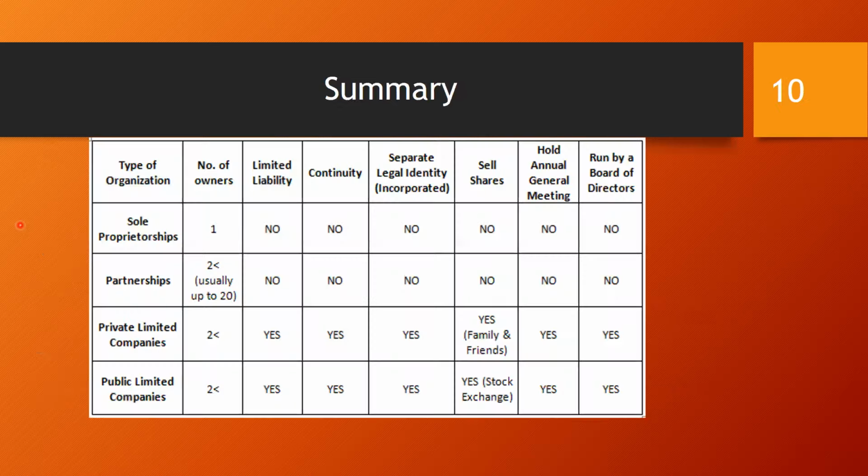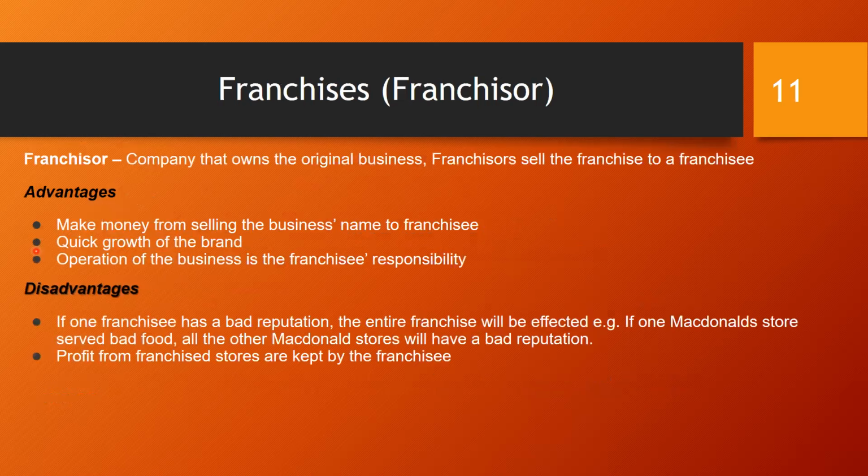All right. Then here is a summary of all the areas that we have talked about so far: the sole proprietor or sole trader, the partnerships, the private limited company, the public limited company. So I encourage you to go through this summary and learn more from it. And then next area, let's talk about franchises.